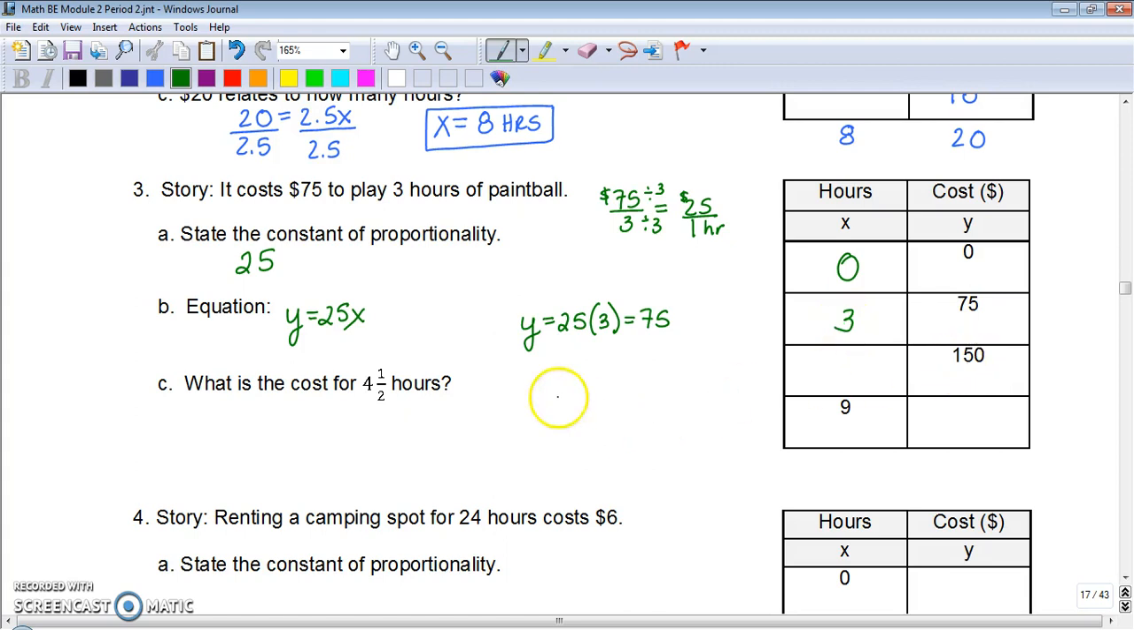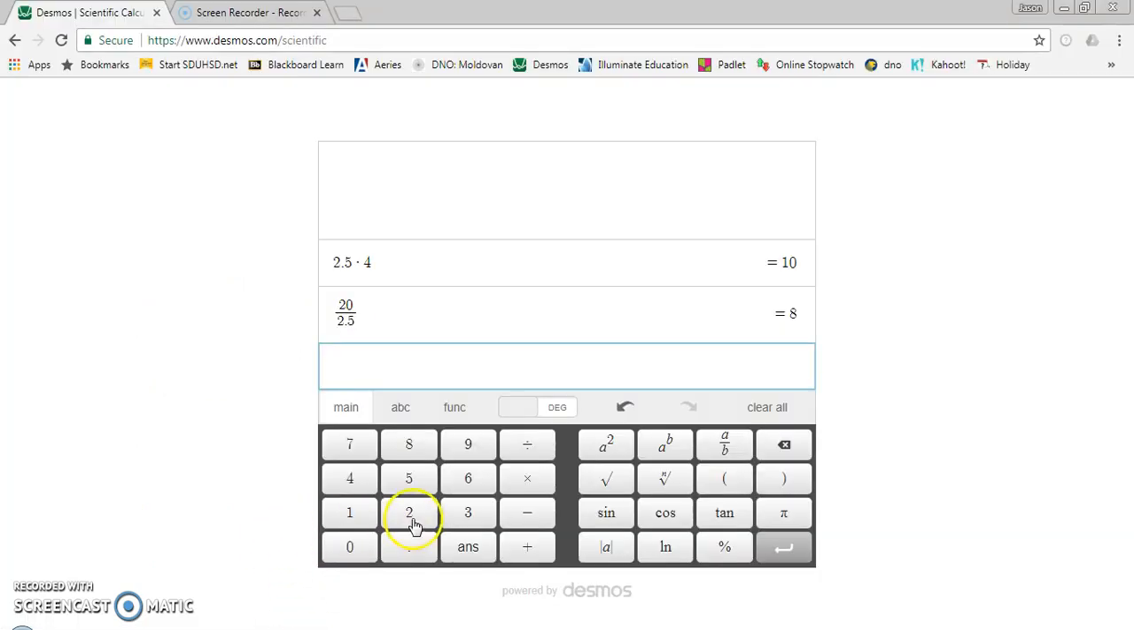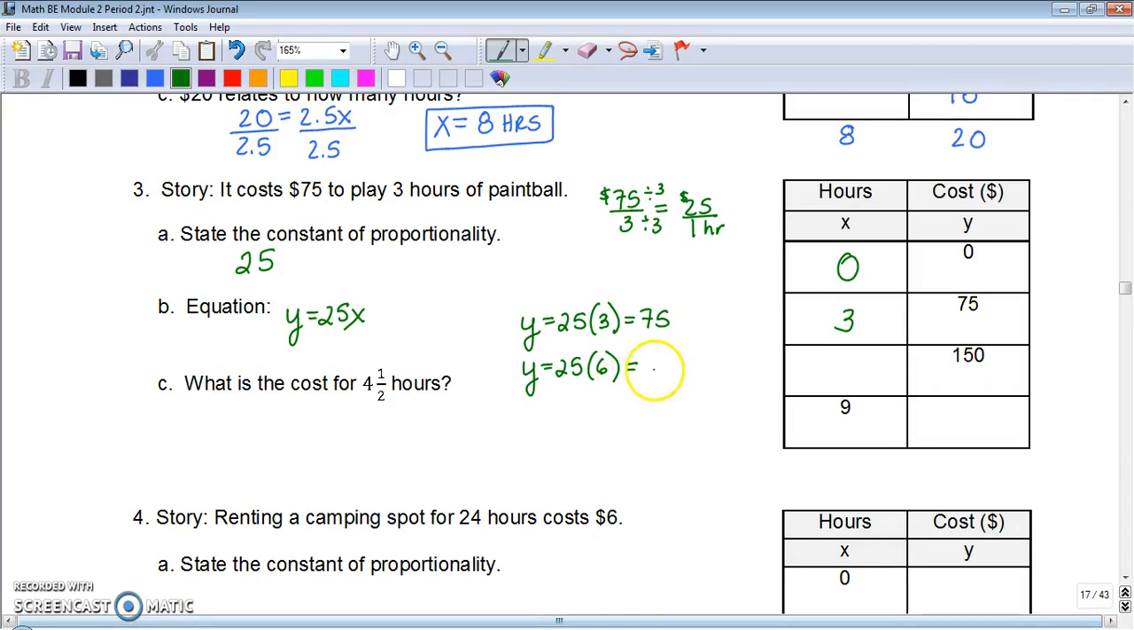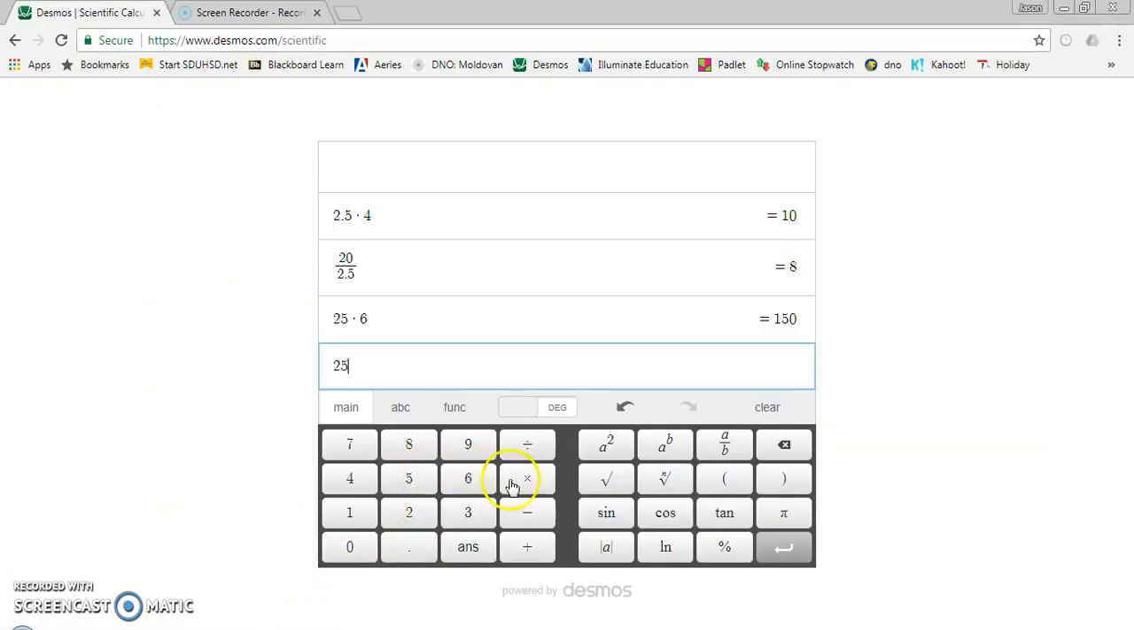When would it be 150? Kind of doing a guess and test here to see. Well, 75 doubled is 150, so maybe it's 6. It is, which comes out to be 150. And then for 9, it's 225.